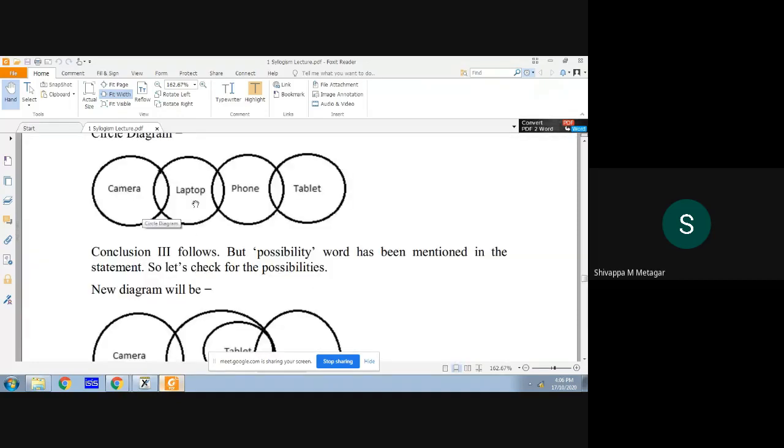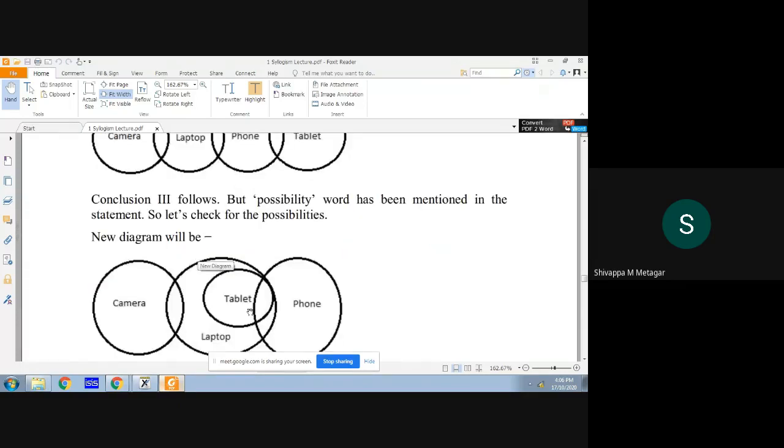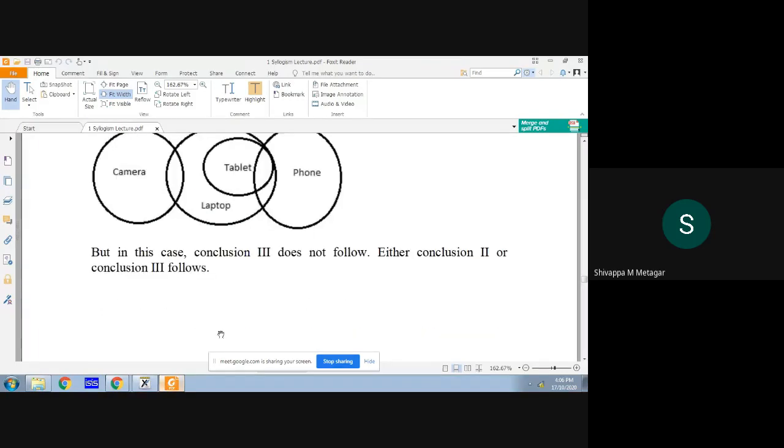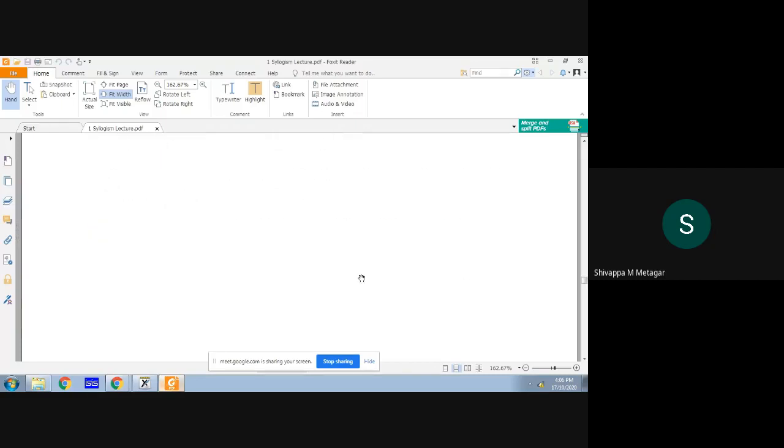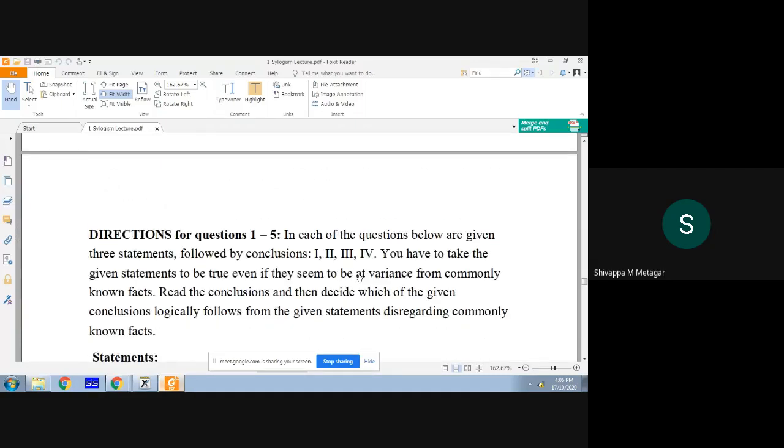So this one: cameras, laptop, phones, and tablet. In a possibility diagram, we have to draw like this also. Some cameras are tablets, and all tablets are laptops. It is there inside the laptop. It means all tablets are laptops. But in this case, conclusion 3 does not follow, either one or two can follow to give the right answer.